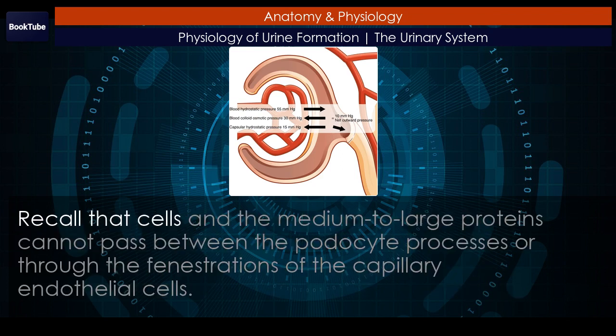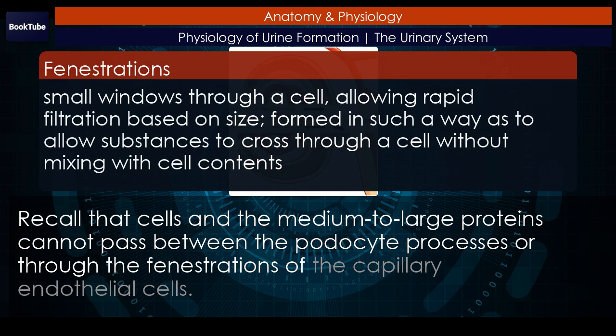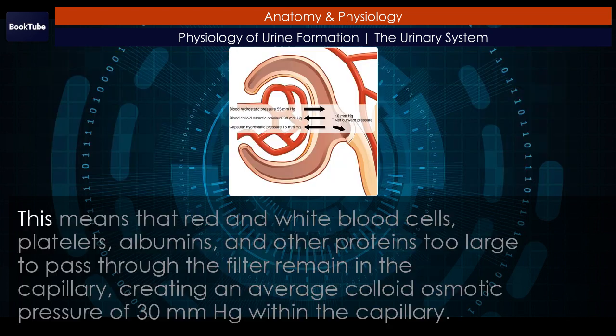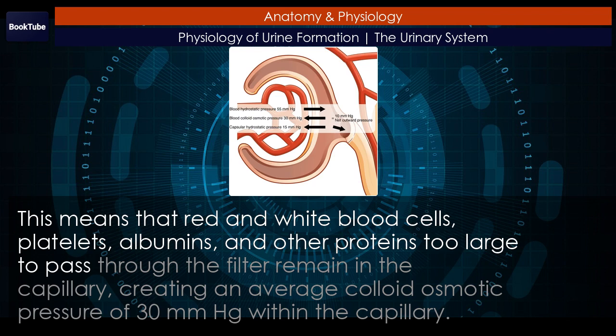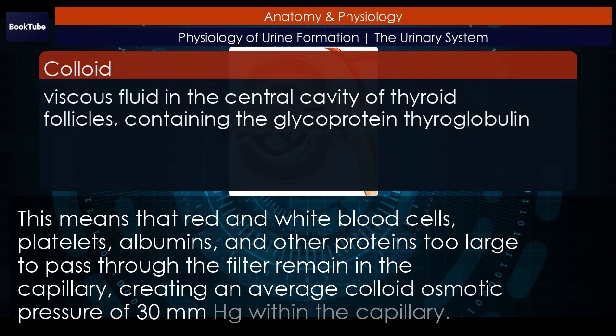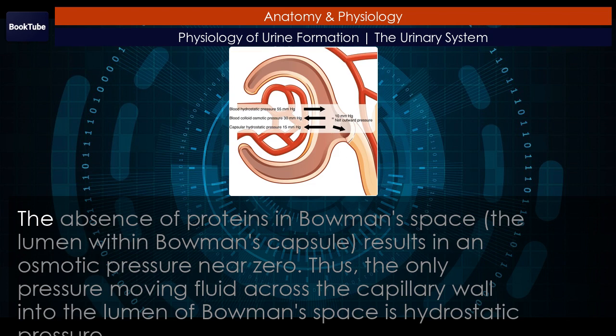Recall that cells and the medium to large proteins cannot pass between the podocyte processes or through the fenestrations of the capillary endothelial cells. This means that red and white blood cells, platelets, albumins, and other proteins too large to pass through the filter remain in the capillary, creating an average colloid osmotic pressure of 30 mm Hg within the capillary. The absence of proteins in Bowman's space, the lumen within Bowman's capsule, results in an osmotic pressure near zero.